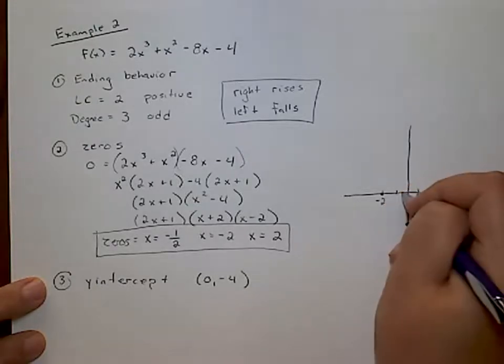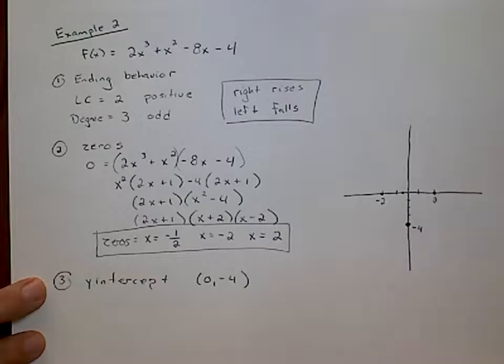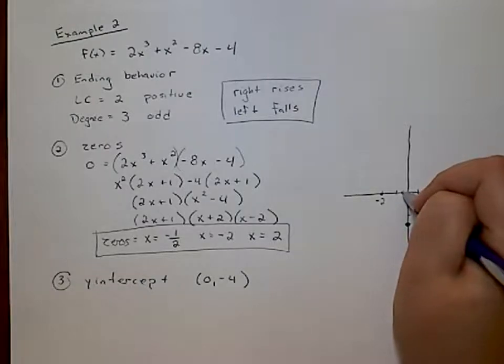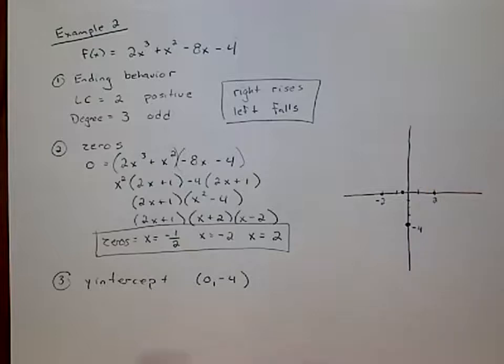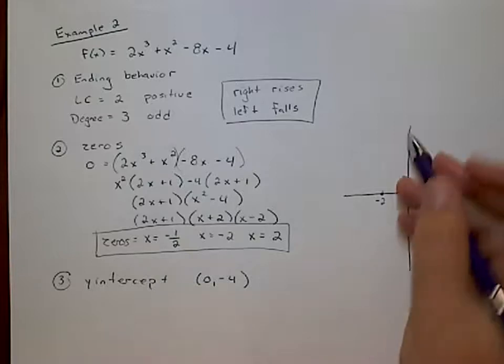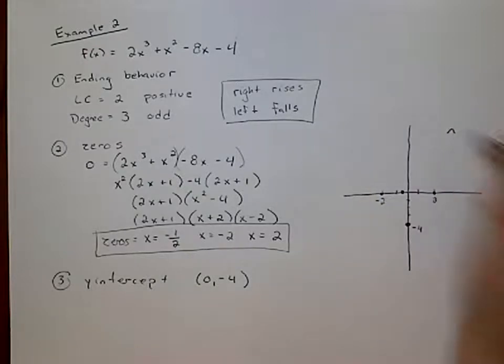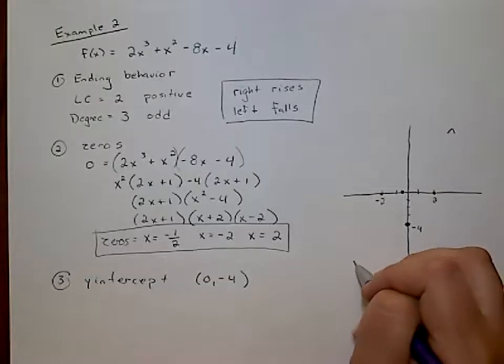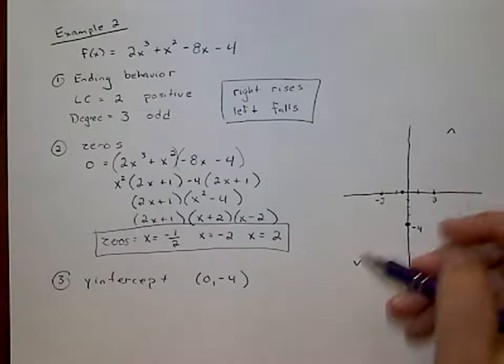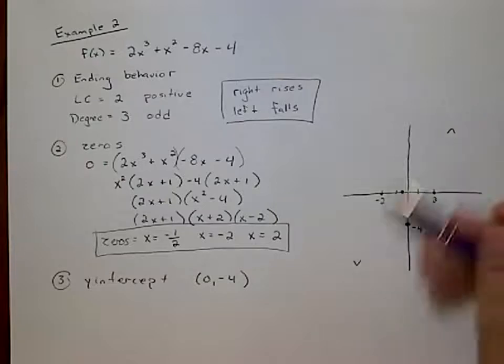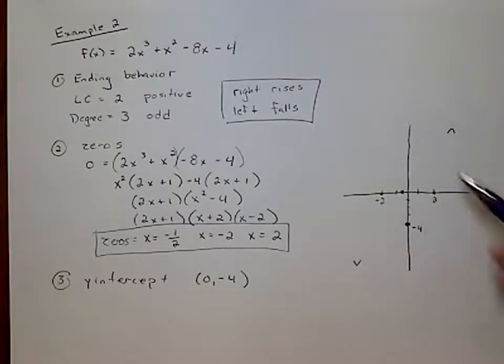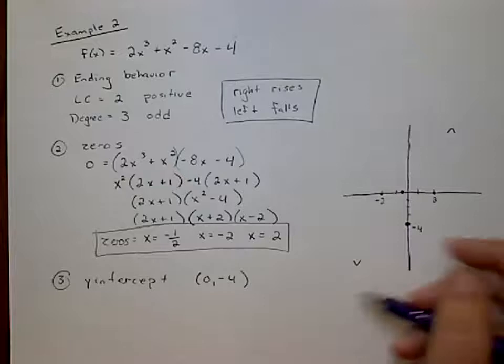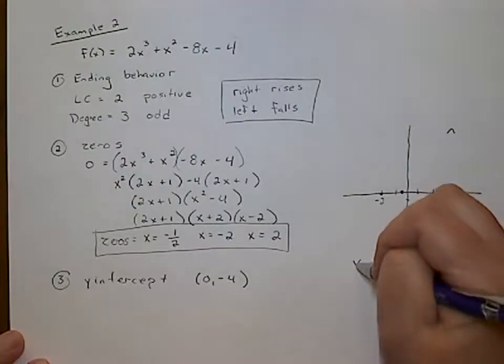So at -2, 1/2, and 2, I have my x-intercepts. And then I am going to rise to the right and fall to the left. Sometimes putting these arrows in ahead of time, before you actually draw the line, is a little tricky. But we're going to start down here.